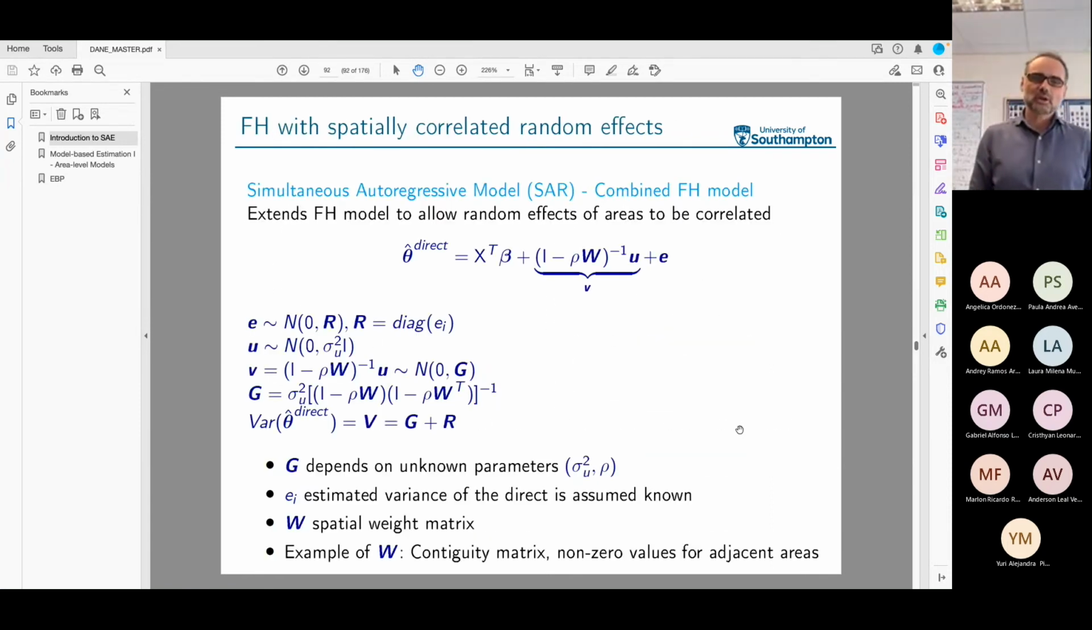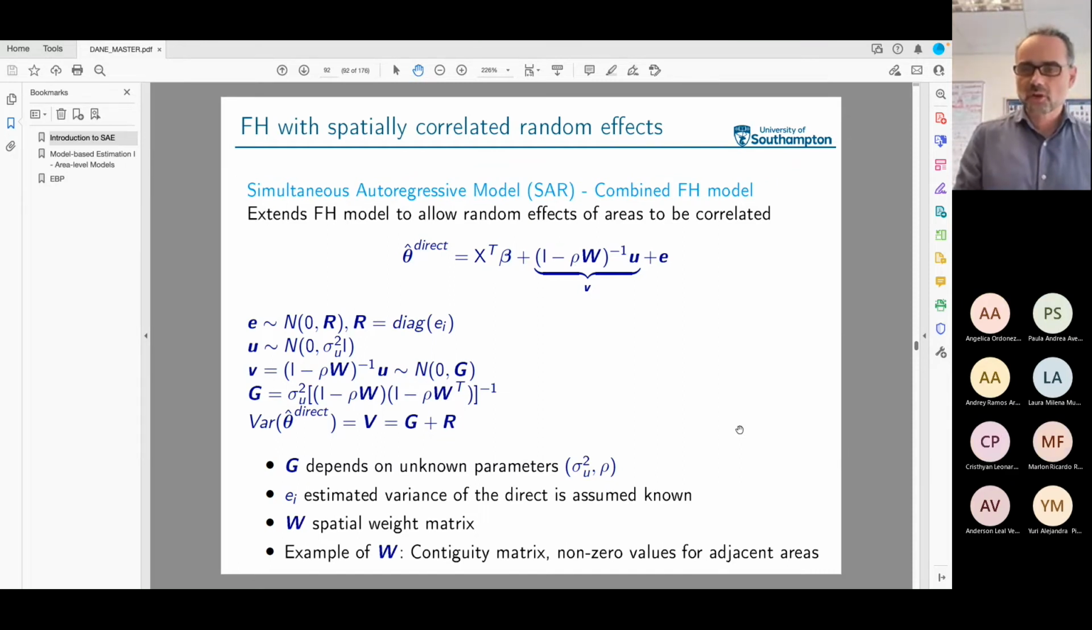So what we're going to do for the next 25 minutes or so, until 5 o'clock, is extend the basic Fay-Herriot model in certain directions. We're going to see extensions of that basic model in case these become of interest to colleagues. And the first one we're going to start with is extending the Fay-Herriot model to include what we call spatially correlated random effects.